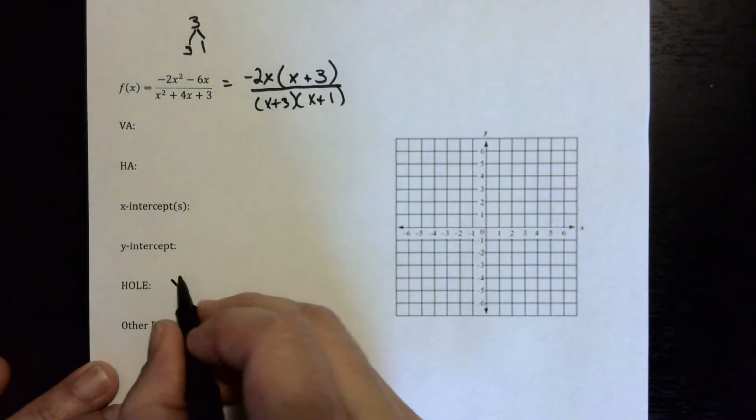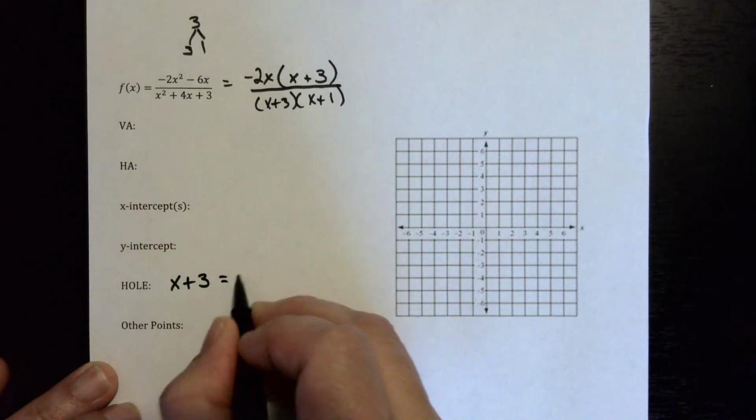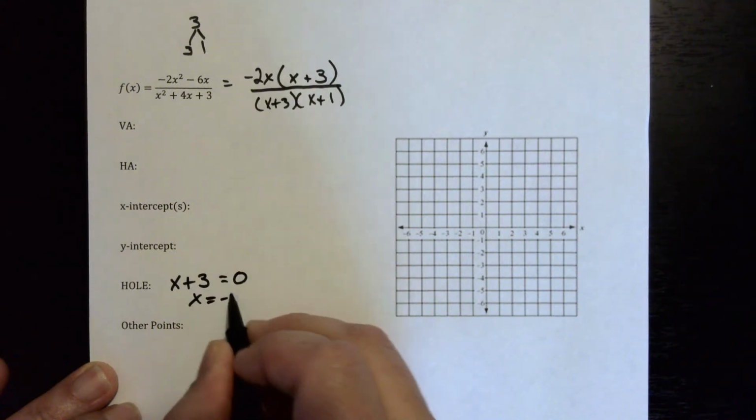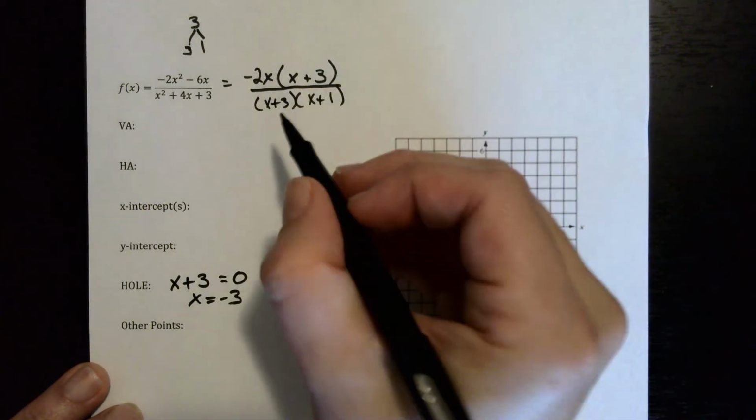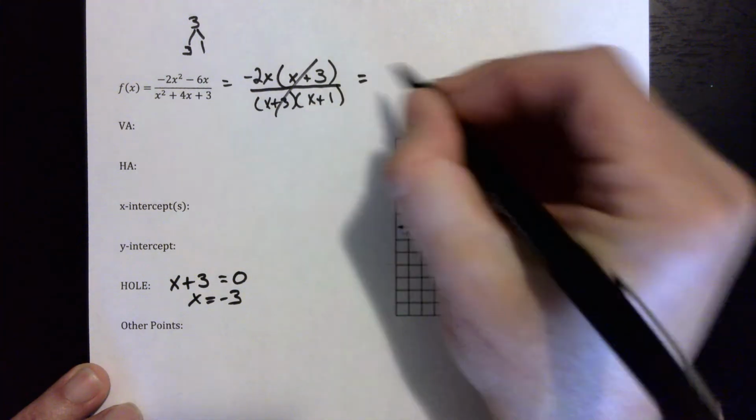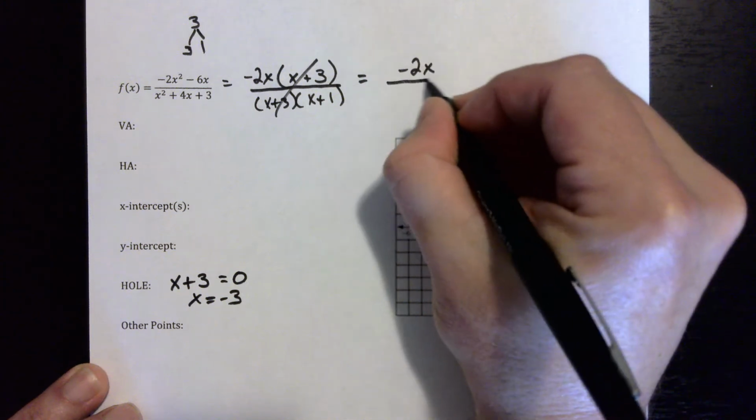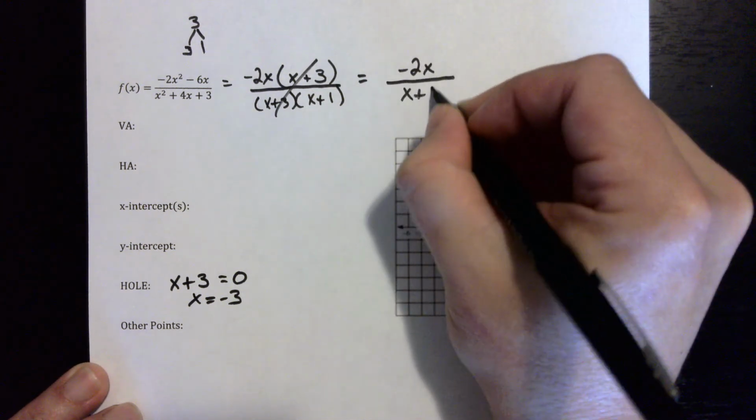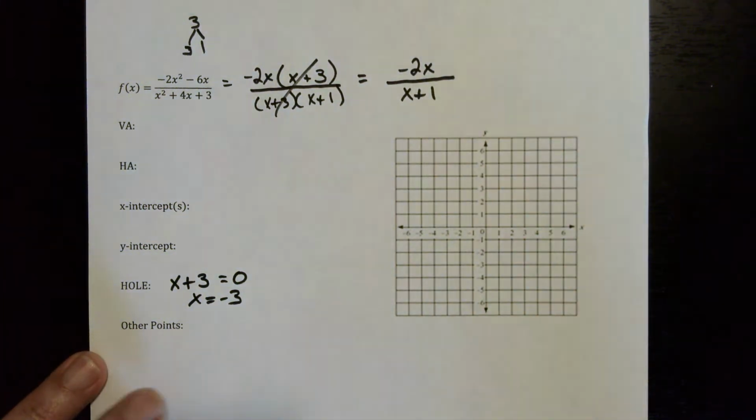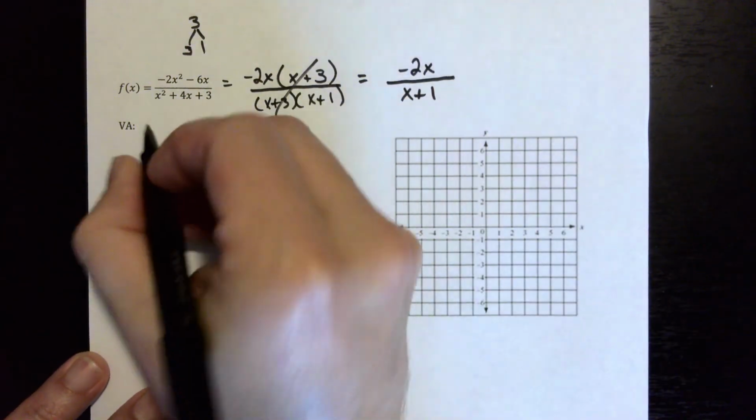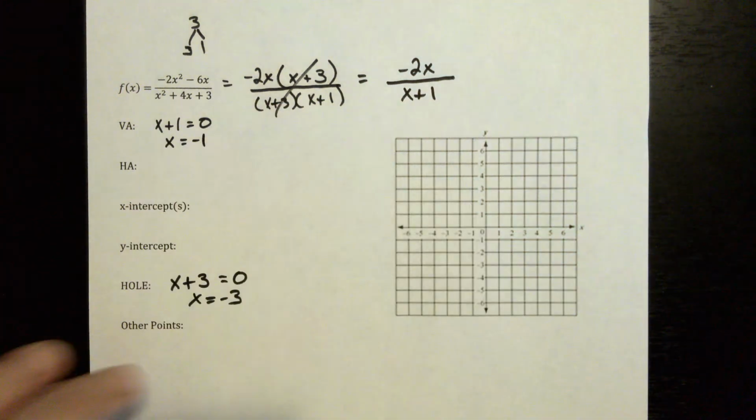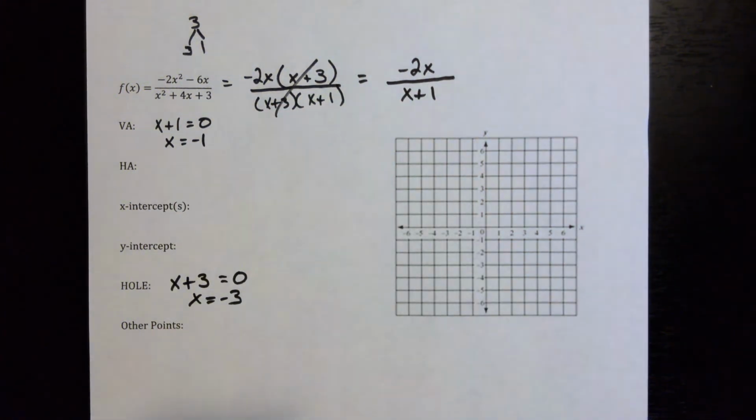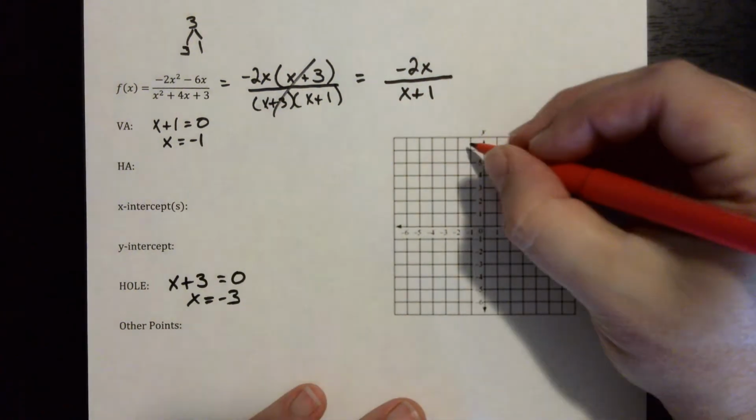So I'm going to put it down here on this. Set that equal to 0. So you get x equals negative 3. That's where our hole is going to be. We'll find that value later. Okay, so we'll go ahead and cancel that out. So it becomes negative 2x over x plus 1. Okay, that's my new simplified function. Now, vertical asymptote, set the bottom equal to 0. x plus 1 equals 0 gives us x equals negative 1. Go ahead and sketch that at negative 1.